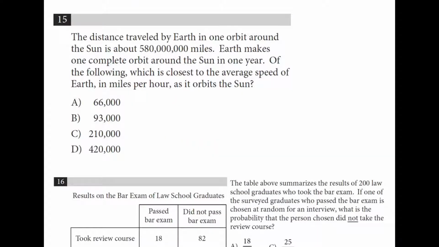2003. Number 15. The distance traveled by Earth in one orbit around the Sun is 580 million miles. Earth makes one complete orbit around the Sun in 1 year. Of the following, which is the closest to the average speed of Earth in miles per hour as it orbits the Sun?